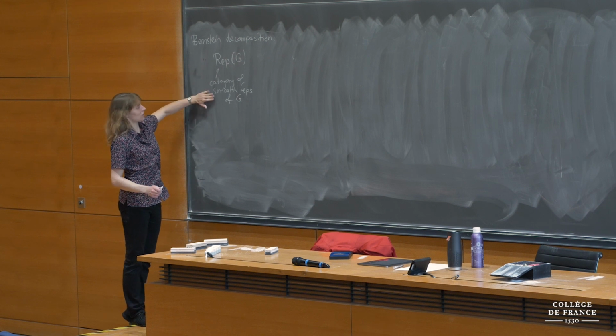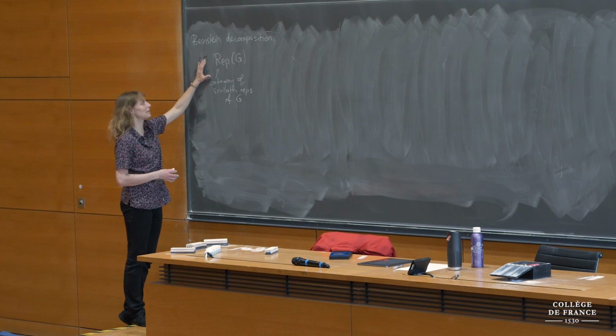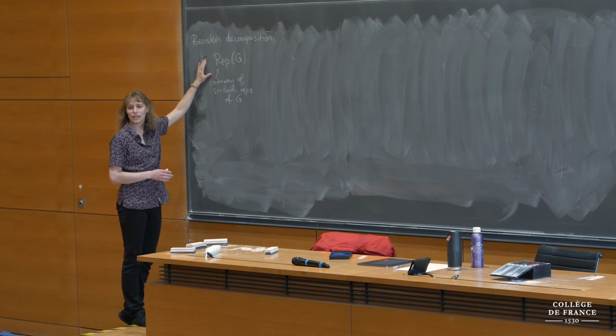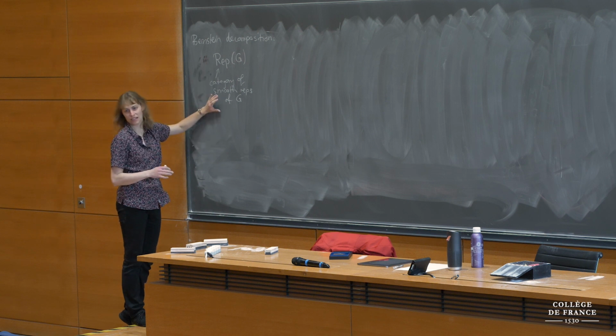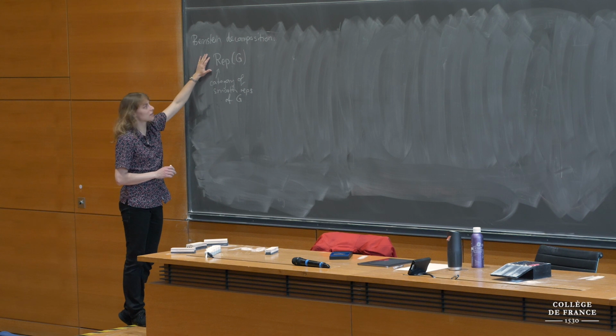Well, I defined what smooth representations are. I have to define also what morphisms are between these representations. Morphisms are just vector space morphisms that preserve the action of G. And so we want to understand this whole category now.